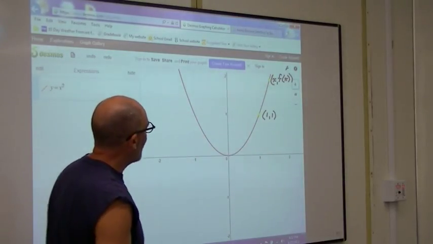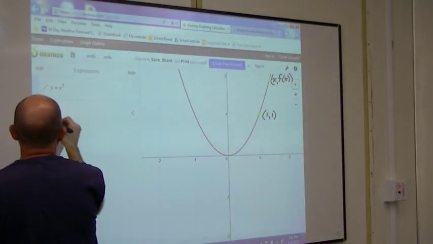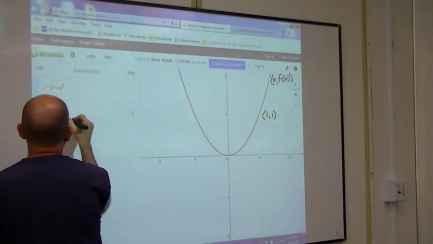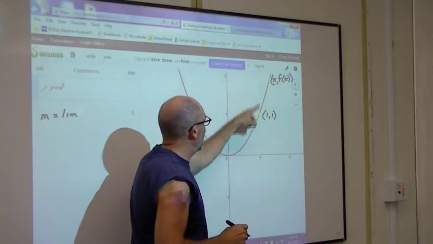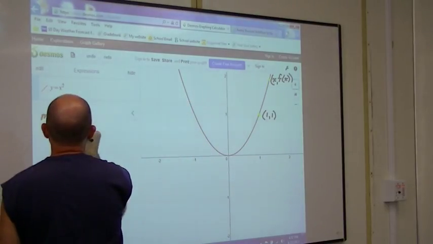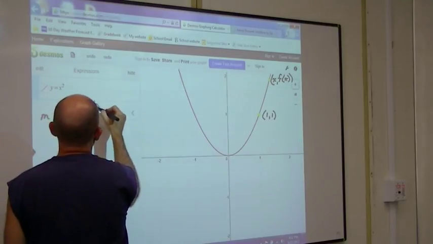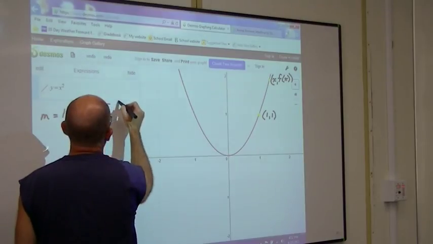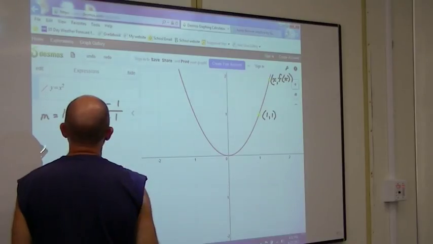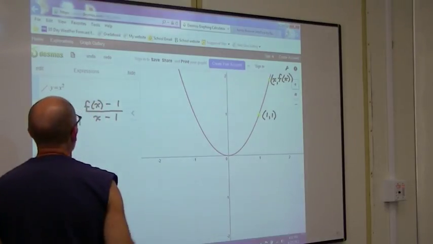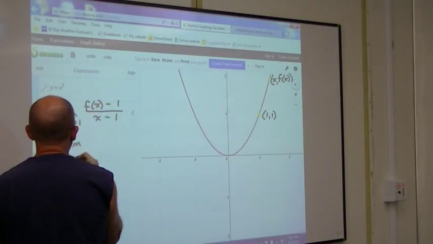Now, the slope at this point is going to be the limit as x approaches 1 of the change in y, which is f of x minus 1 over x minus 1. Now, what's f of x? It's x squared. So let's plug that in.